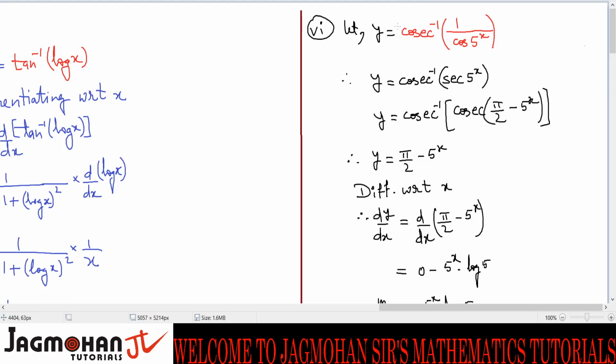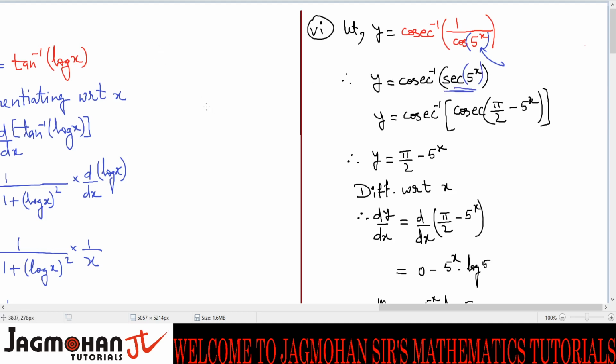So the next question is y equals cosec inverse of 1 upon cos of 5 raised to x. So this is the angle of cos and this cos is in the denominator. Instead of differentiating it directly, I will try to simplify this part first. 1 upon cos theta is sec theta, so this will become sec 5 raised to x. Now what I notice here is I have cosec inverse of sec 5 raised to x.